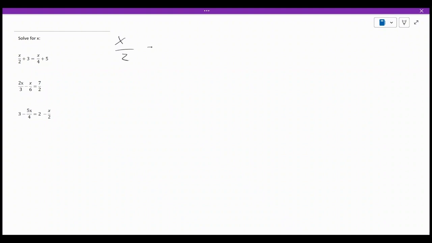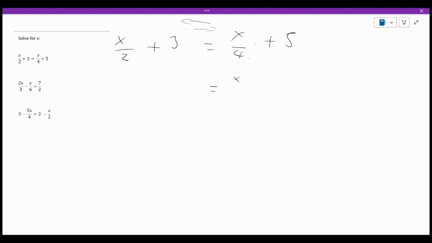So we have x over 2 plus 3 equals x over 4 plus 5. Like we did in the previous video, we're going to try and separate the variables and the constants. The variables this side, constants on the right hand side. Okay, so let's check out for our variable. In this case, it's x over 4.